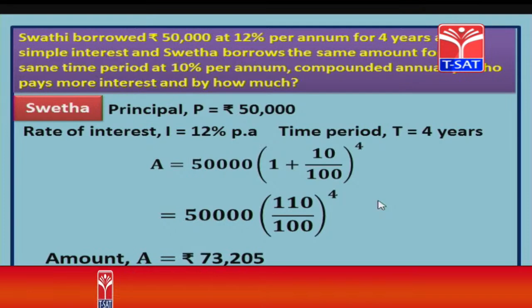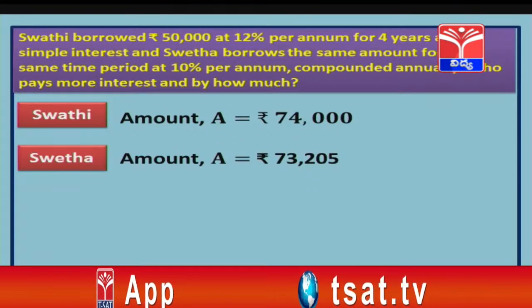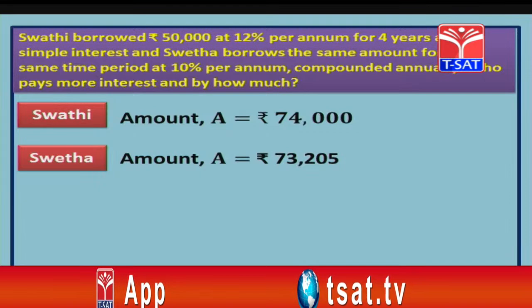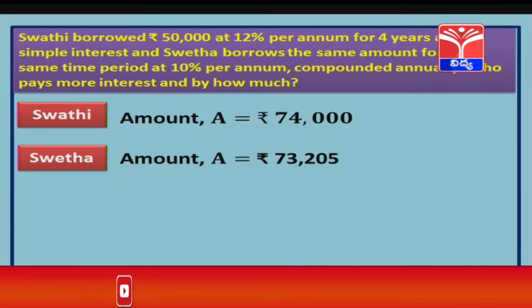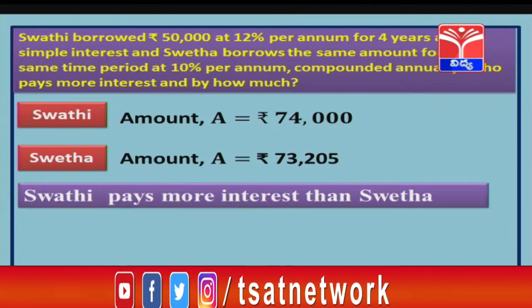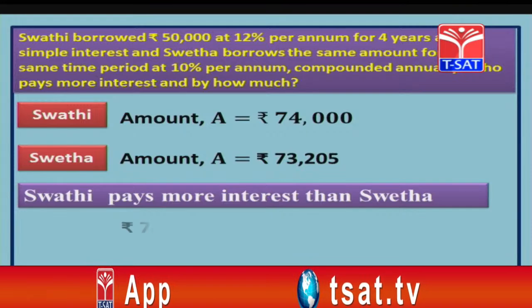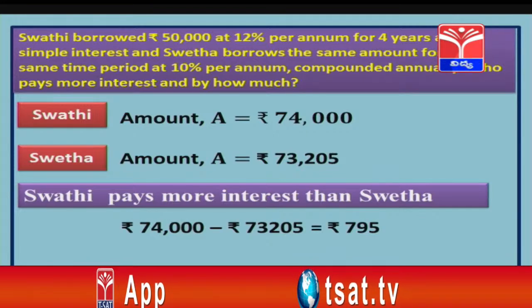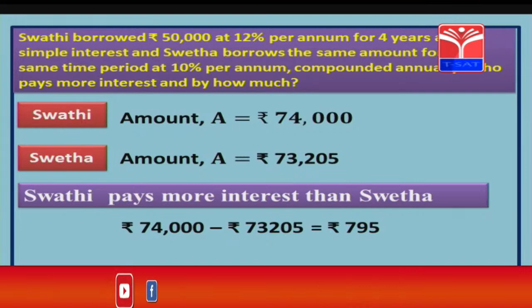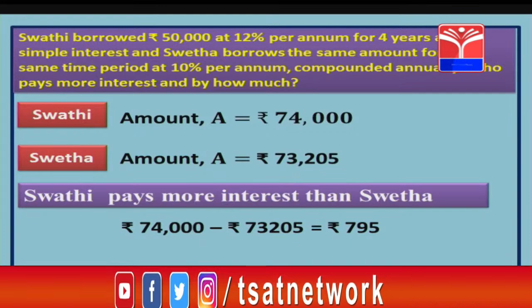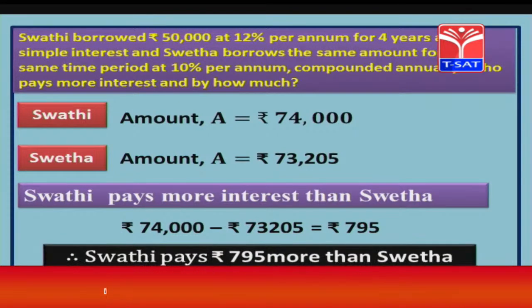Now, let us compare their values. We have seen Swati has to pay 74,000, whereas Sweta has to pay 73,205 rupees. So, from this what do you conclude, children? Yes, Swati pays more interest than Sweta, but how much? Let us subtract those amounts. So, 74,000 minus 73,205 rupees will give you 795 rupees. That means Swati has paid 795 rupees more than Sweta.